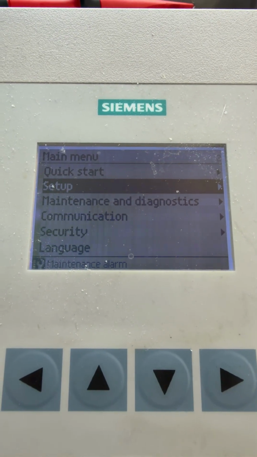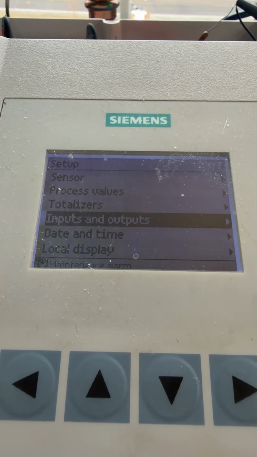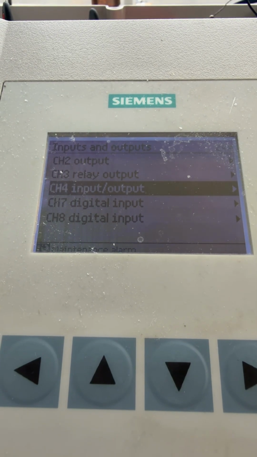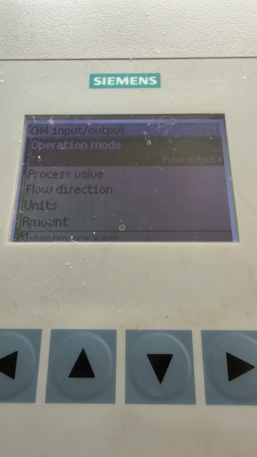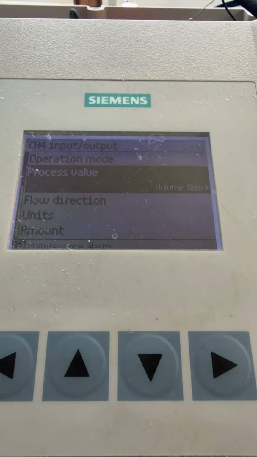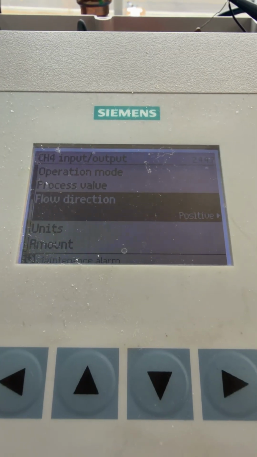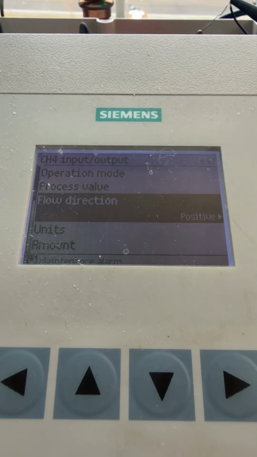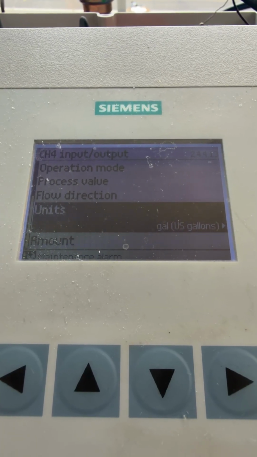So first I got to go to Setup, Inputs and Outputs, Channel 4, Operation Mode, set the pulse, and for totalizer I'm using volume flow. My flow direction is positive. Set up my units as US gallons, for instance.